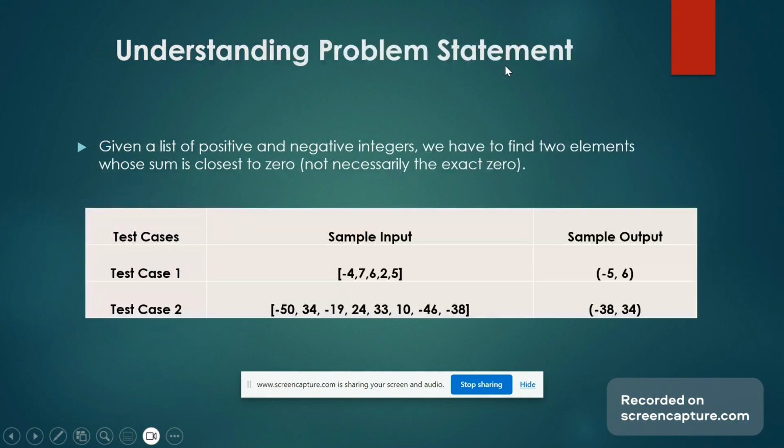So understanding the problem statement. Here we are given a list of positive and negative integers, wherein we have to find the two elements whose sum is closest to zero, not necessarily zero. So if we have an input list of numbers, out of those integers we have to find the output wherein the closest sum is zero.